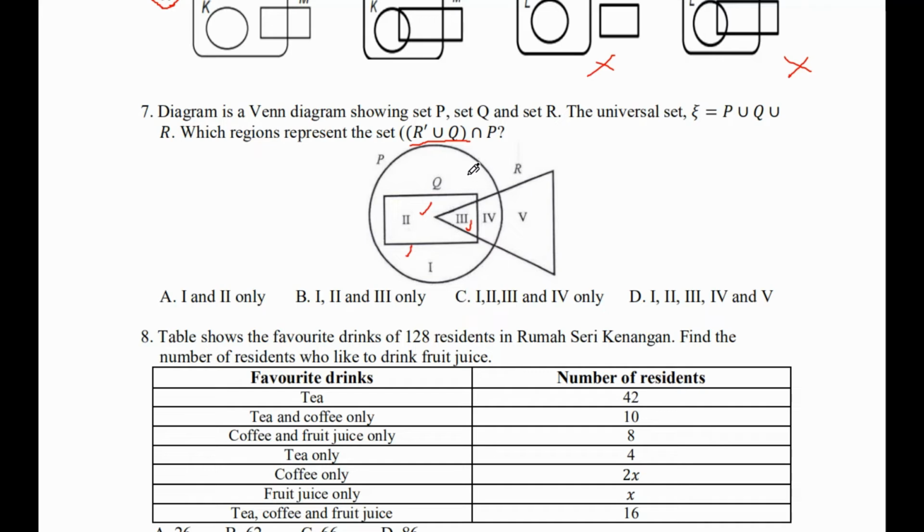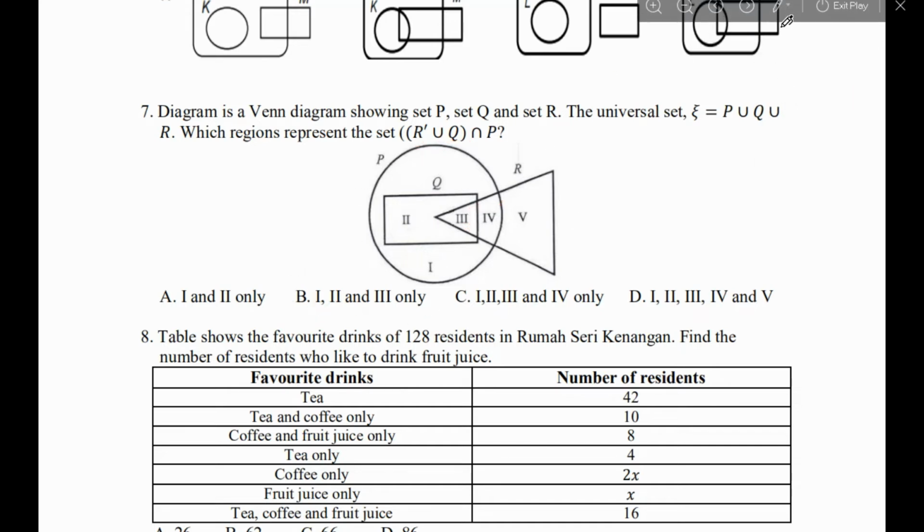So these 3 parts intersect with P. P is this big circle. So the big circle involves 1, 2, 3, and 4. So the most thick one will be 1, 2, and 3. So the answer is B. Okay, this is method 1.